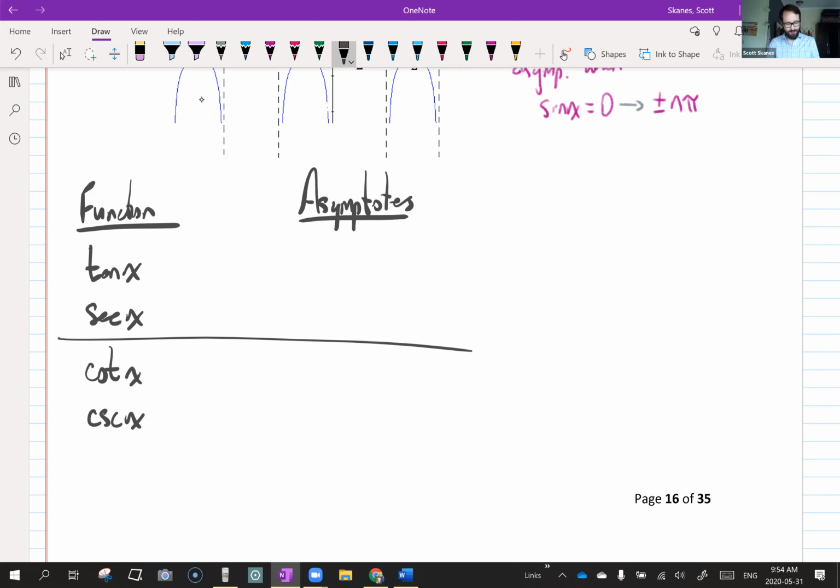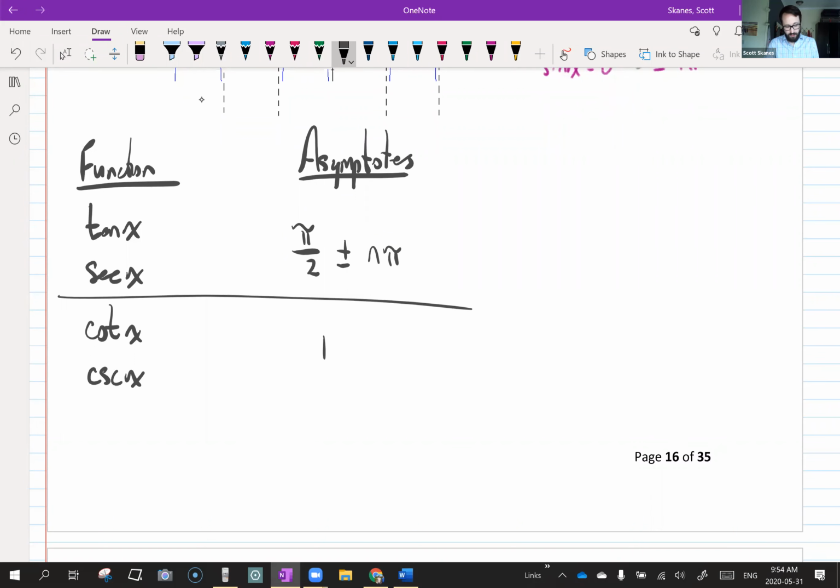Okay, the asymptotes for tan and secant are pi over 2 plus or minus n pi. Okay, I'll give you that one for free. The asymptotes of cotan and cosecant are easy. Just any constant multiple of pi. I hope you're still following, okay? Because there's a little trick I want to give you. If you're looking at the graph, these asymptotes don't go through the center. They don't go through x equals 0. These, they do go through x equals 0.